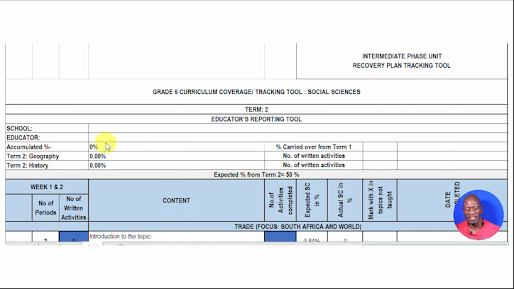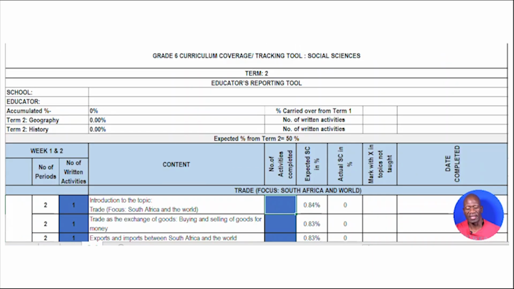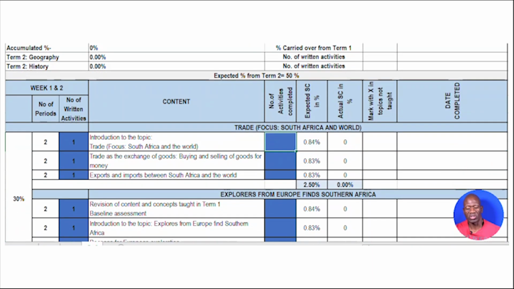In terms of this subject in front of us, we have geography. So far it indicates 0% because the teacher has not yet started teaching. Then we also have history, and we can have the carryover from term 1 if we do have it here. This is the portion that speaks to the weeks. We have week 1 and 2. Then here we're going to have the number of periods that we have in that particular week. I'm going to scroll so that we can see.